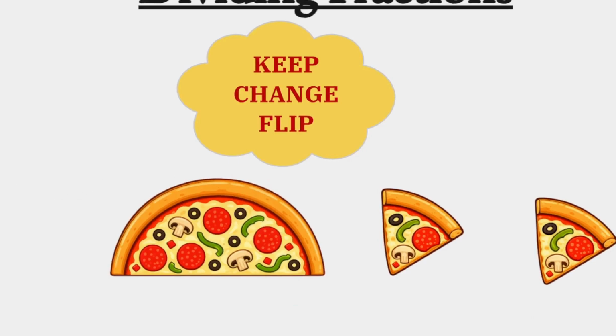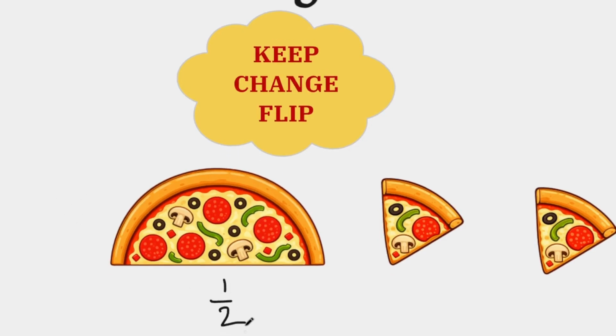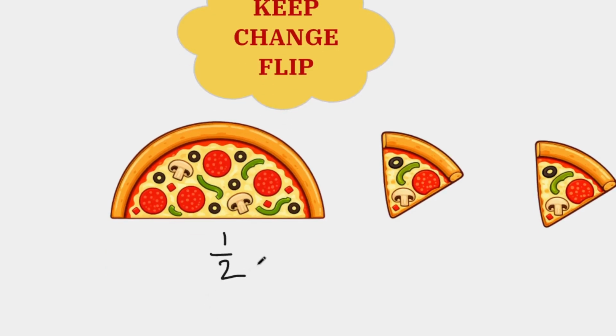So, I had one half of a pizza, right? And I divided it into quarter slices, means 1/4. And what I got, two slices. Alright, so this is nothing but fraction division.